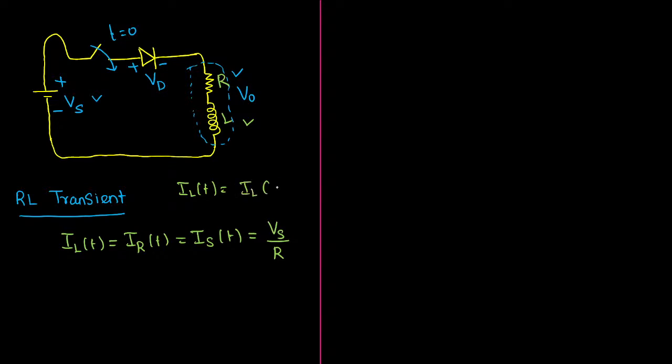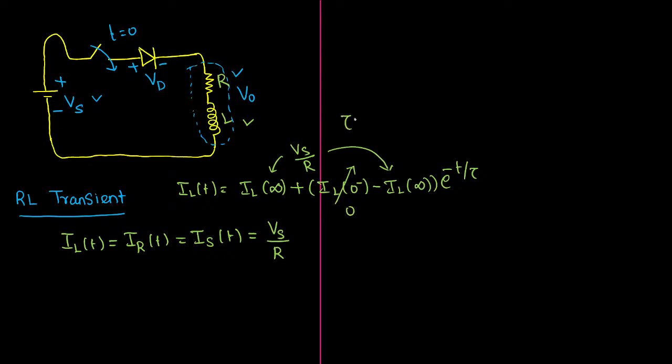Guys, kindly recapture these things in our lecture. I cannot derive everything, I am repeating. So IL of t equals IL of infinity plus IL of 0 minus IL of infinity, into e power minus t upon tau. From this expression, just substitute: IL of infinity is equal to Vs by R, IL of 0 is going to be 0, and tau equals simply L upon R. Substitute everything here.